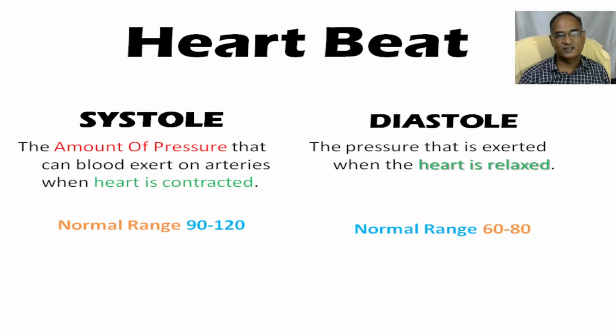Systole is when the heart is contracted and the amount of pressure and blood is exerted against the arteries. That is called systole, and it is around 90 to 120 mmHg. Diastole is when the heart is relaxed, how much pressure is created while receiving the blood in the chamber. That will be around 60 to 80 mmHg. This is about heartbeats.